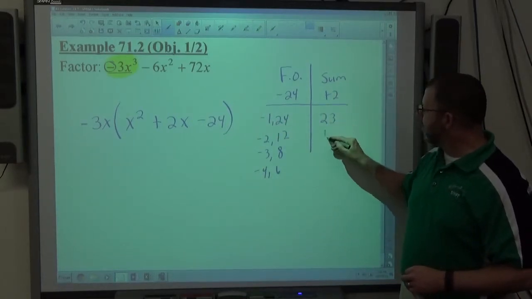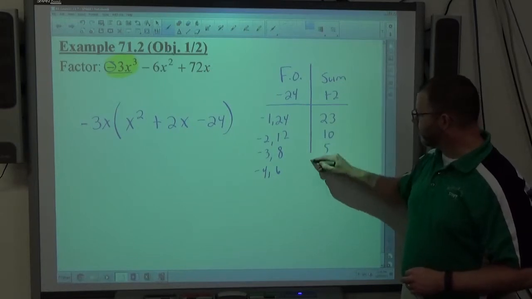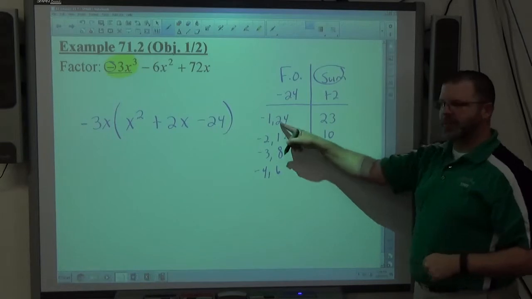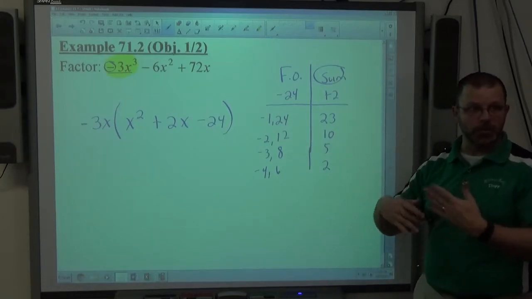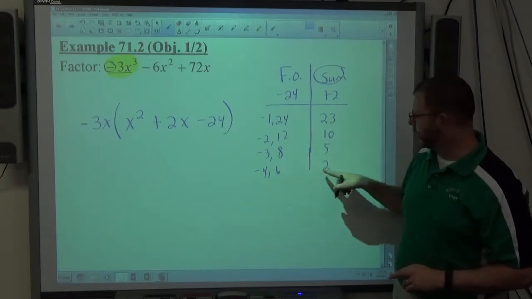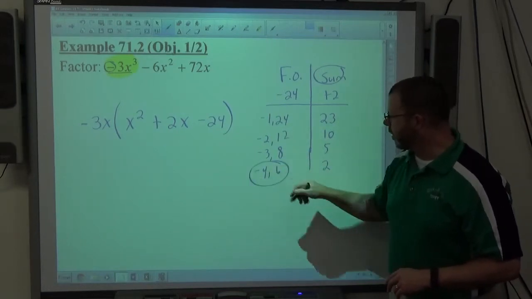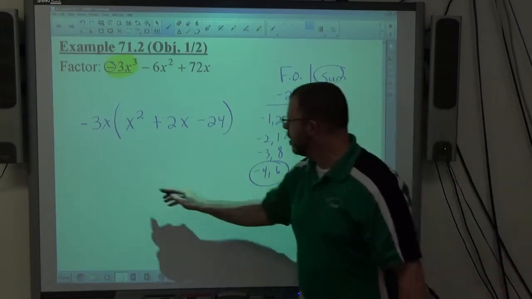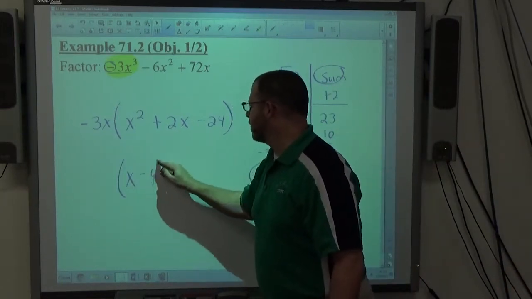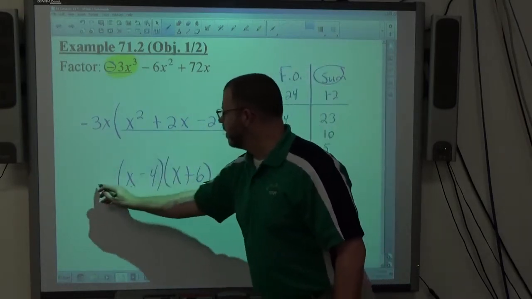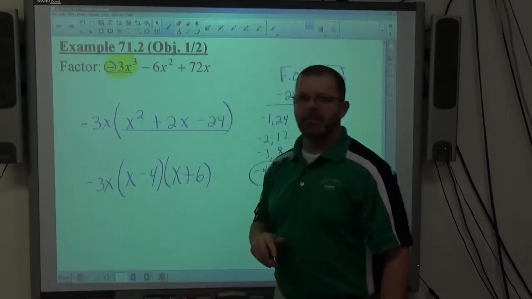Positive 23, positive 10, positive 5, positive 2. Notice here, it says sum, but I'm actually subtracting because the signs are different. Just on the last one also I subtracted because the signs are different. In this case all the positive numbers are bigger though. So positive sums. So negative 4 and 6 do the trick. Multiply to make negative 24, they add to make positive 2. So x minus 4 and x plus 6 is the factored form of this. Negative 3x is the greatest common factor we took out.